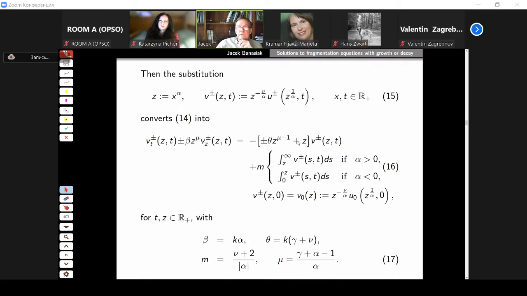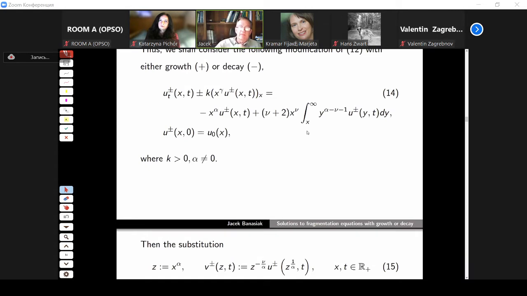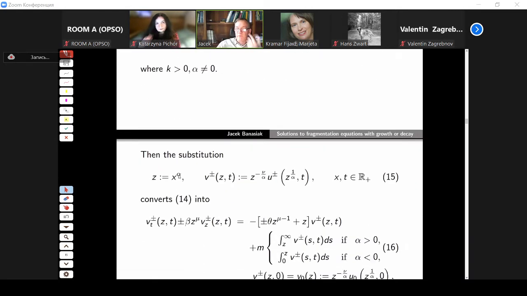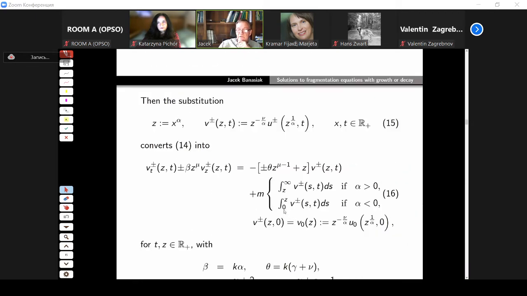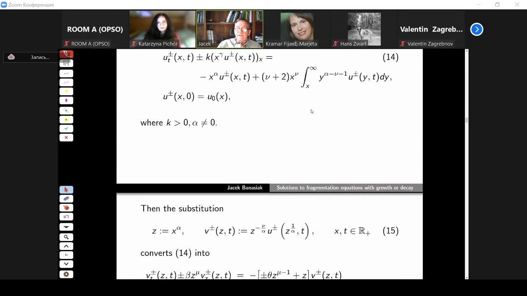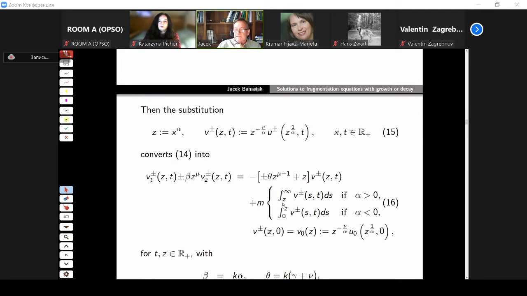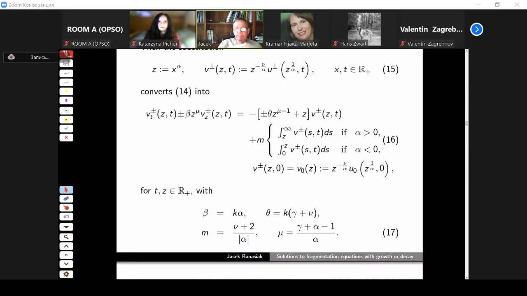Unfortunately, this single integral operator splits into two cases, because if alpha is positive, then this transformation changes the semi-infinite interval 0 to infinity into 0 to infinity. But if alpha is negative, there is a converse. So 0 to infinity becomes infinity to 0. And therefore, the integration from x to infinity in the second case becomes the integration from 0 to z. So depending on the sign of alpha, this integral operator becomes either the integral from z to infinity, or the integral from 0 to z. And then you have definitions of coefficients which are not important from the general point of view.